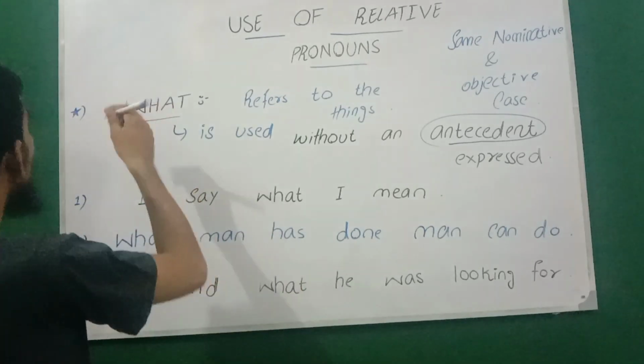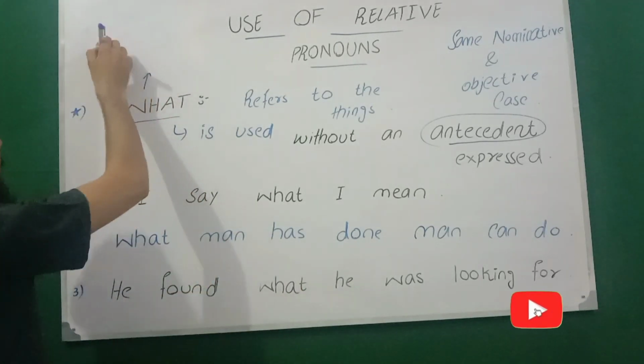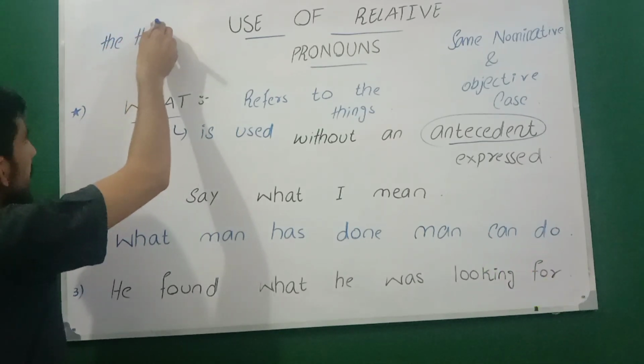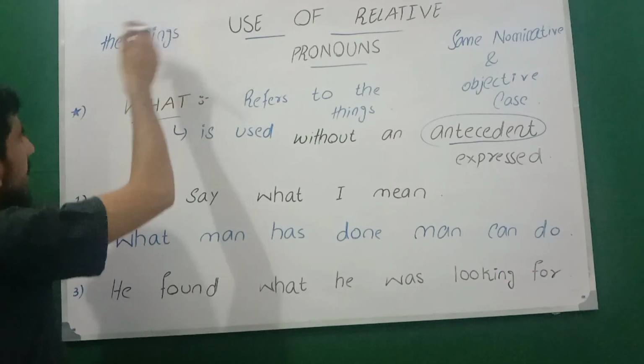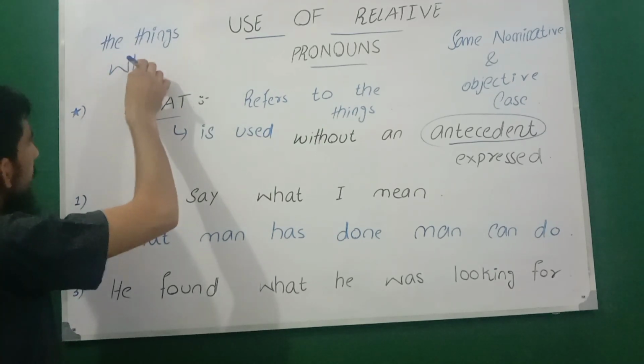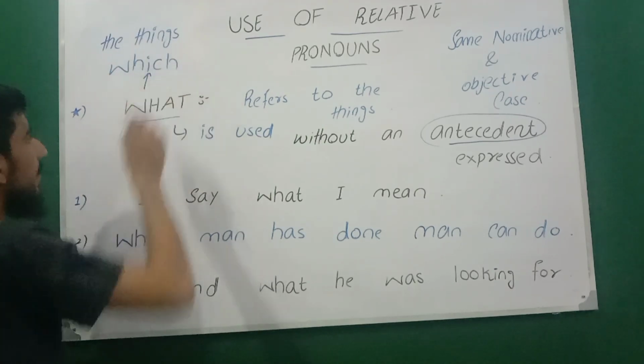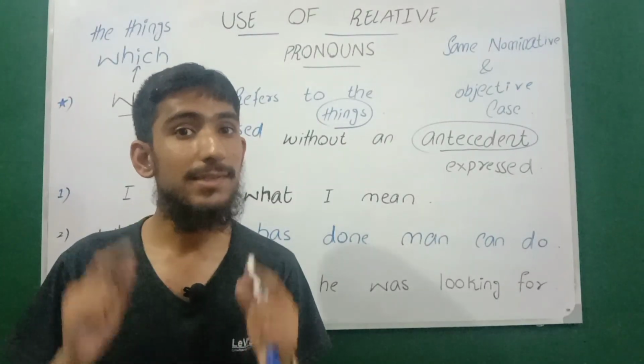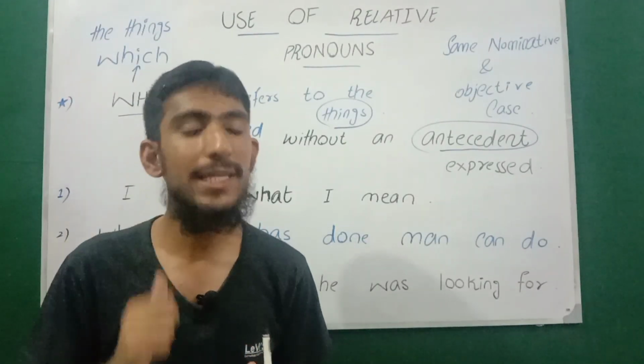As mentioned earlier, the meaning of what is "the things which." This is basically the grammatical meaning of what: the things which. So, viewers, now we will learn through examples how what refers to the things.